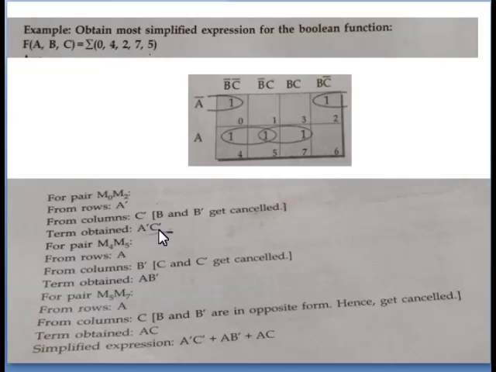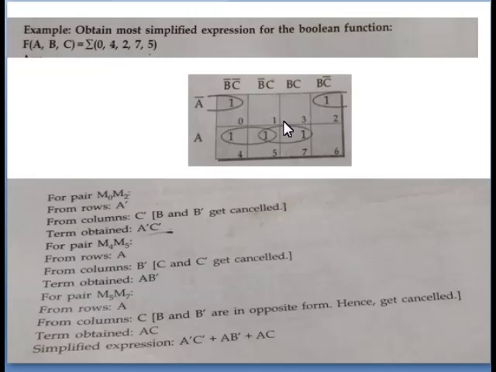This is M4, M5. So what is the column variable? A. No, row variable A. Column variables B dash C dash and B dash C. Here also the variables C dash and C are opposite to each other, so we will get only the variable B dash. So what is the term obtained? A B dash.